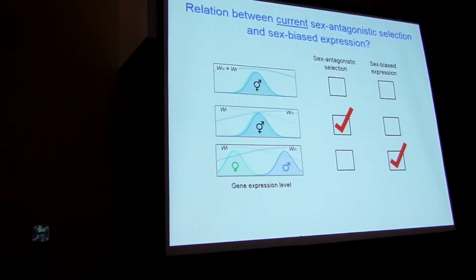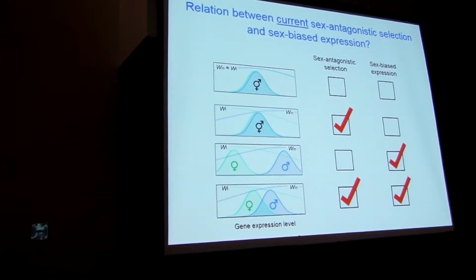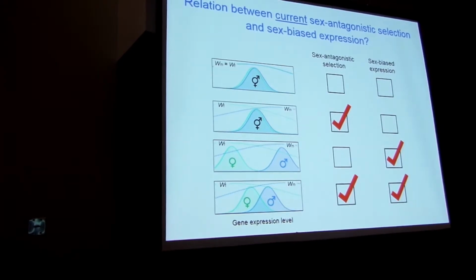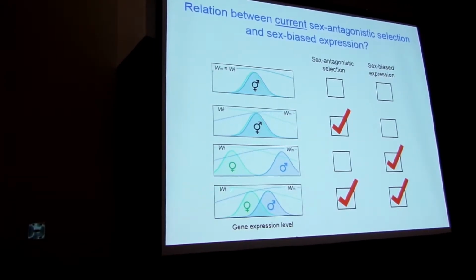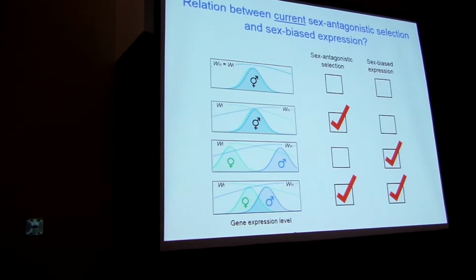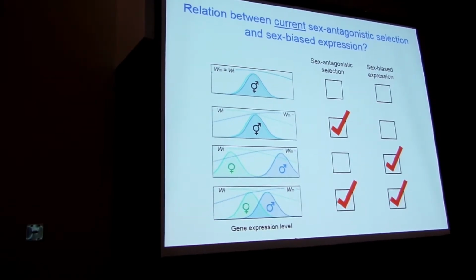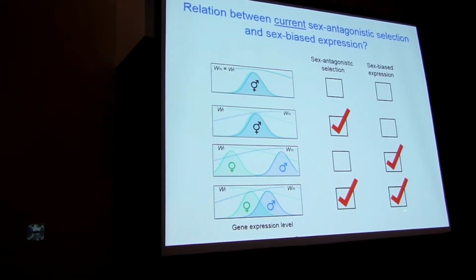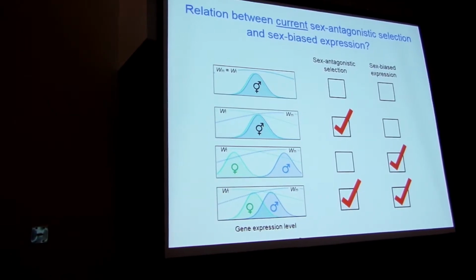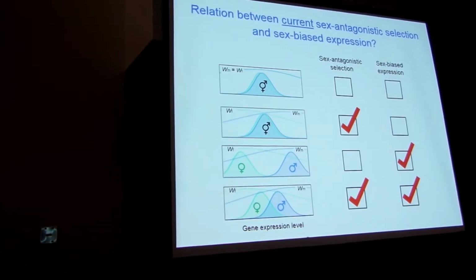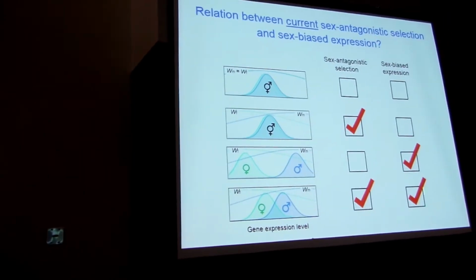And I think you know what the fourth category is. Yep, sure enough. If we have some differences between males and females, but they are not perfectly aligned with what selection is favoring within males and females, we will have both sex-antagonistic selection and sex-biased expression. So anyways, I'm just hammering home the point that what you observe in terms of sex-biased expression doesn't tell you what the current contemporary situation is regarding selection. So that's my question for today.